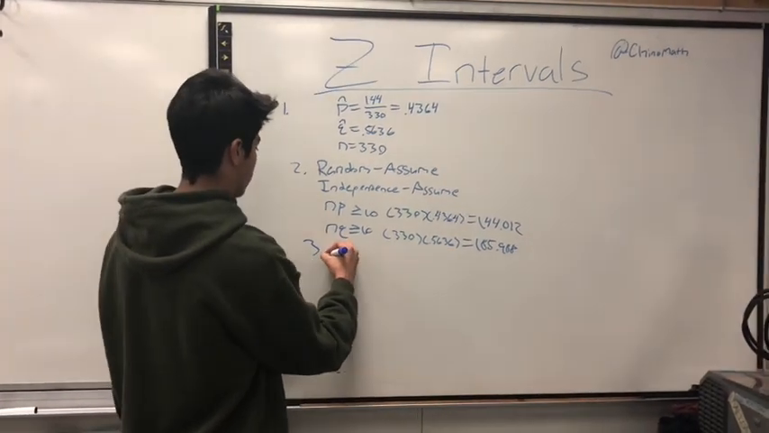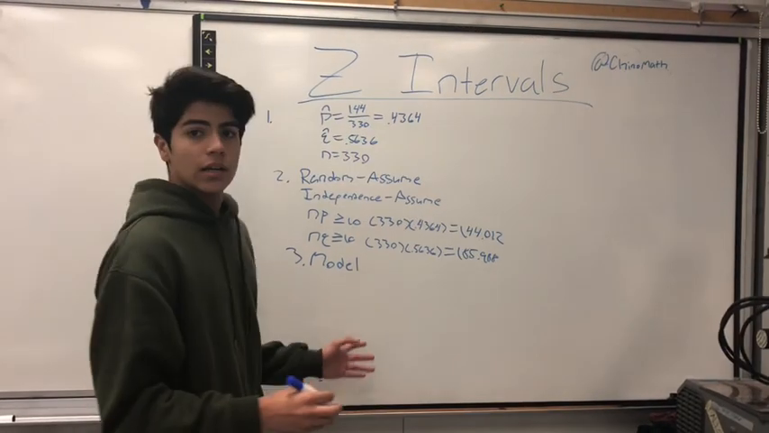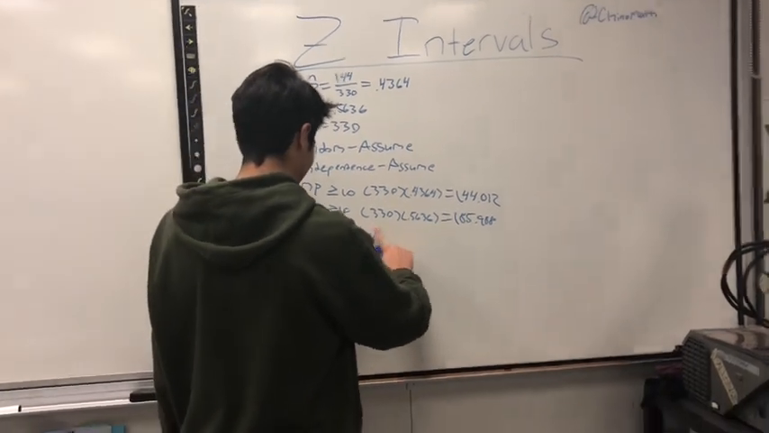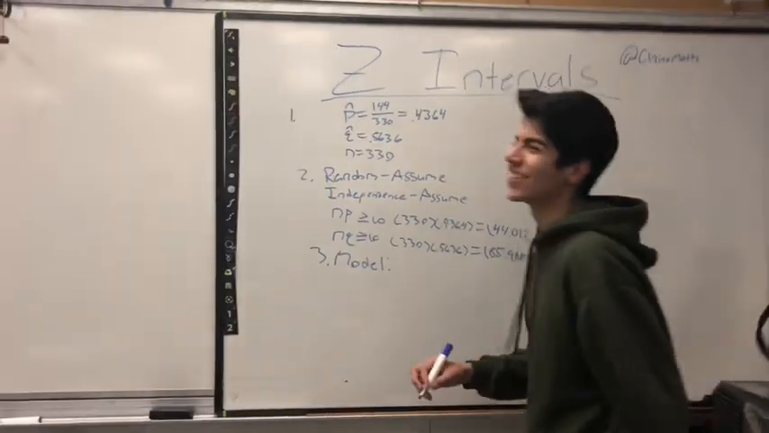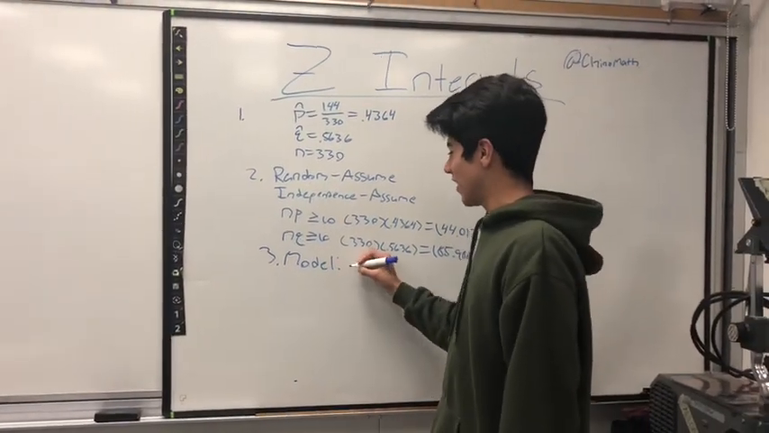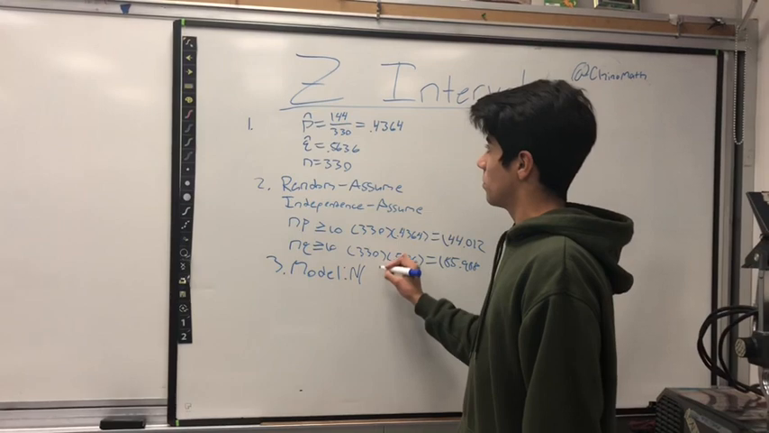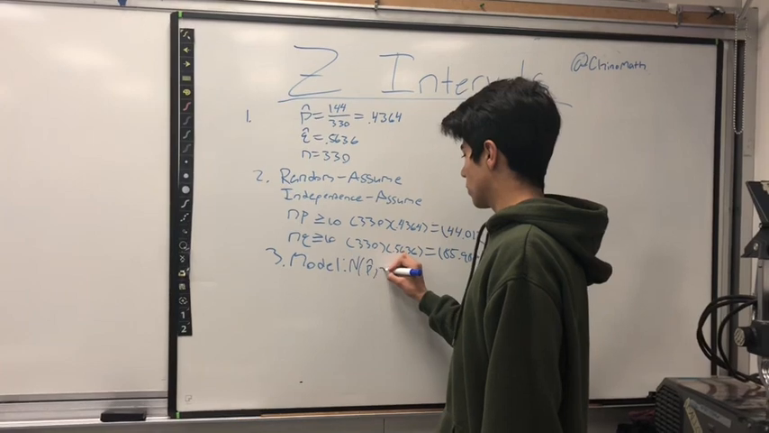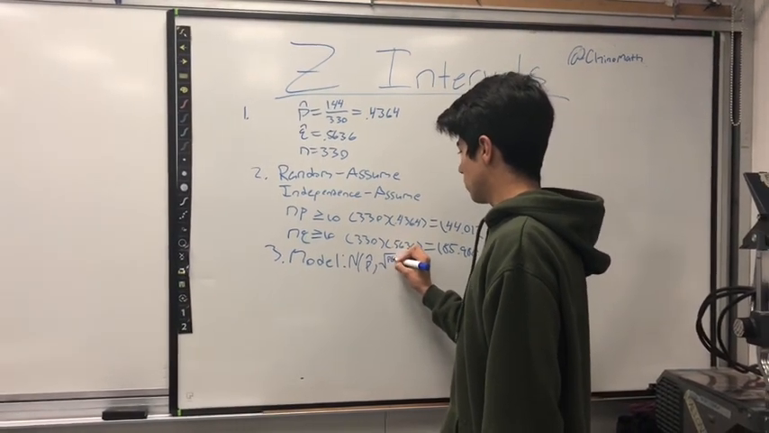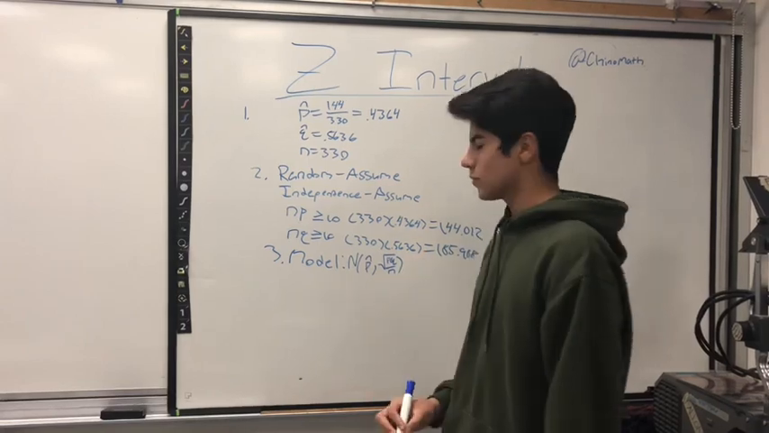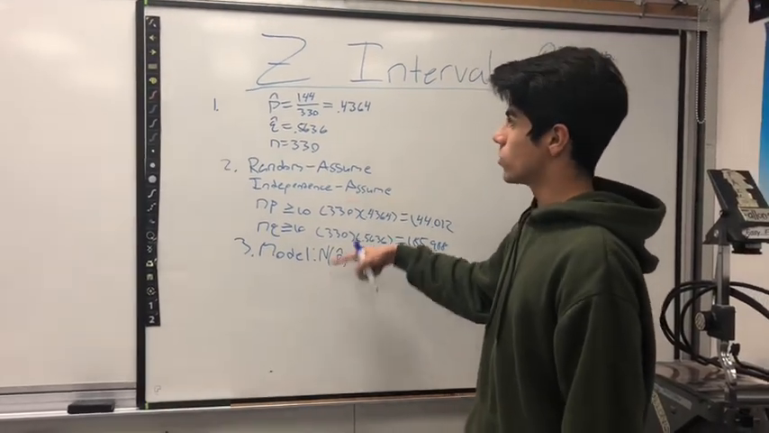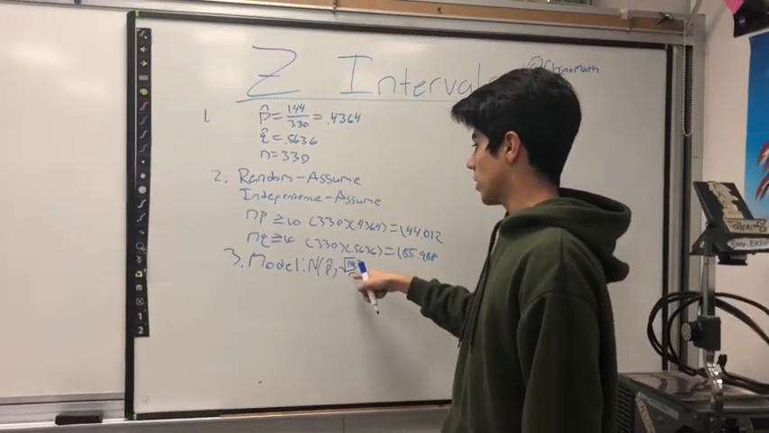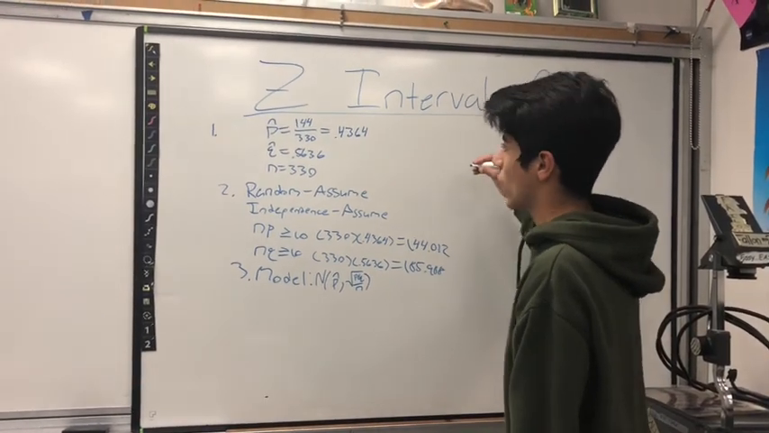Our third step is our model. In this case, the model we're going to be using is a normal model. We'll write it out: a normal model with the mean of p hat and the standard error, or standard deviation, of the square root of pq over n. Our p hat was derived from our sample, it's our sample proportion, and our standard error is the square root of pq over n, and we'll show why.